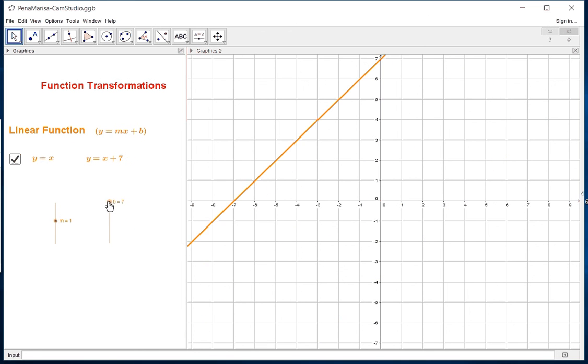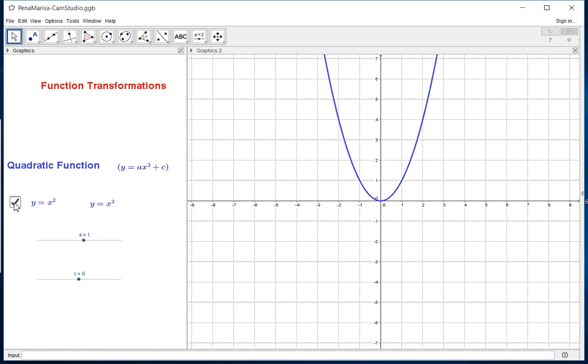In other words, it moves our graph up or down, depending on what b is, while m changes the steepness of our graph. Okay, we have looked at the effects of changing the m and the b in the linear function. Let's look now at our quadratic function, y equals x squared. This is our parent quadratic. And we're going to study quadratics in the form of y equals ax squared plus c, where a is the number in front of that x squared and c is just a constant that is added.